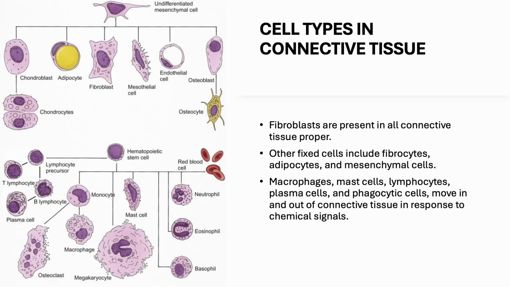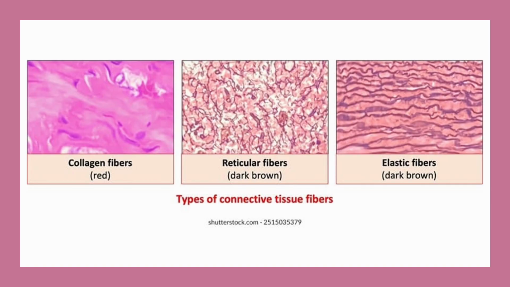Fibroblasts are present in all connective tissues proper. Other fixed cells include fibrocytes, adipocytes, and mesenchymal cells. Macrophages, mast cells, lymphocytes, plasma cells, and phagocytic cells move in and out of the connective tissue. They are migratory cells, they are not resident cells. The resident cells are mostly fibroblasts, which are mesenchymal cells. Adipocytes are also part of the resident cells. Connective tissue has three types of fibers: the collagen fibers, reticular fibers, and the elastic fibers.